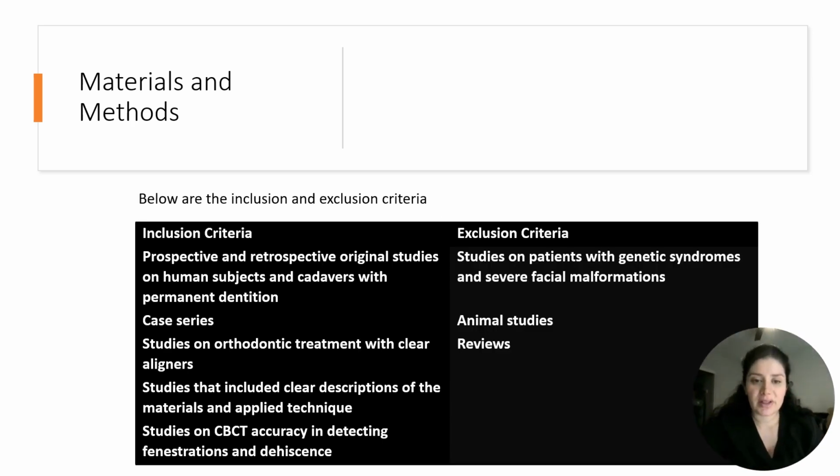So our inclusion criteria were prospective and retrospective original studies on humans or cadavers with permanent dentitions. We also included case series, studies on orthodontic treatment with clear aligners, studies that included a clear description of the materials and applied technique, and studies on CBCT accuracy in detecting fenestrations and dehiscence. We excluded the animal studies, the reviews, and the studies on patients with genetic syndromes and several facial malformations.